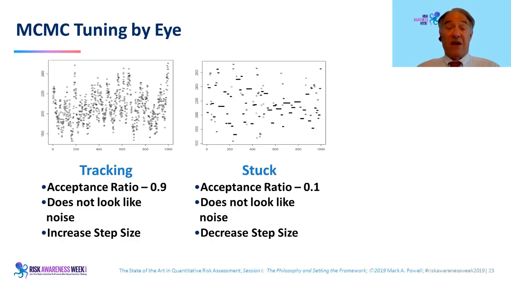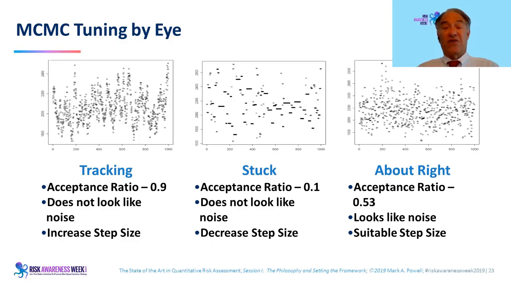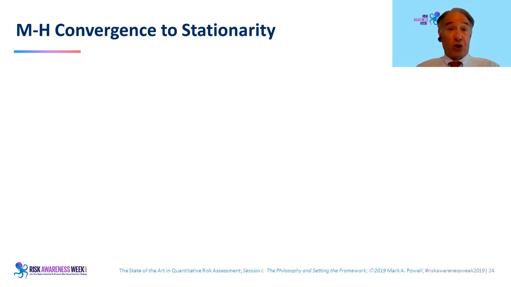So to combat that, we decrease the step size. We find the right step size, and we get an acceptance ratio of, let's say, 0.53. Well, guess what? It looks like noise now. That literally looks like noise. Now, that's only 1,000 samples, and it's spread out, so there are some funny artifacts. You might see a little tracking here and there, but it's really hard to pinpoint. So we've got a suitable step size, and it looks like noise. By looking at this and getting the acceptance ratio right, we've got a stable Markov chain, or a tuned Markov chain.